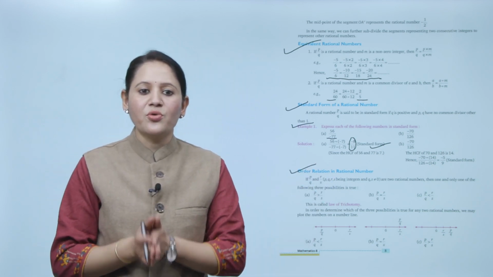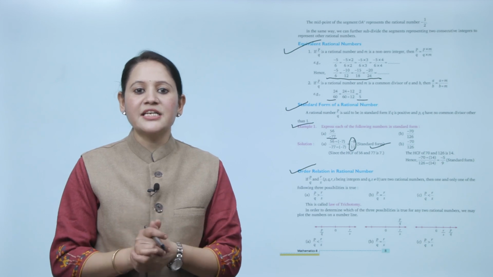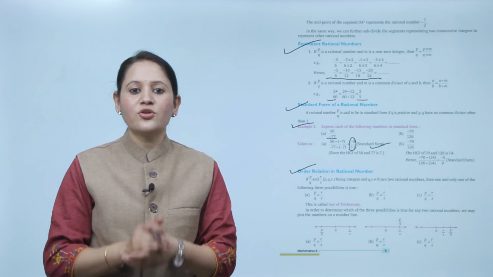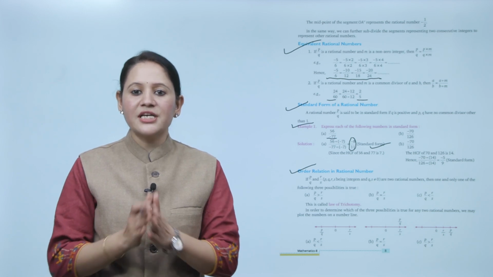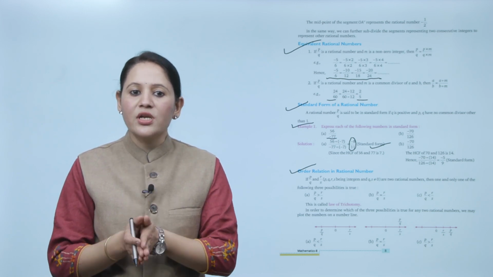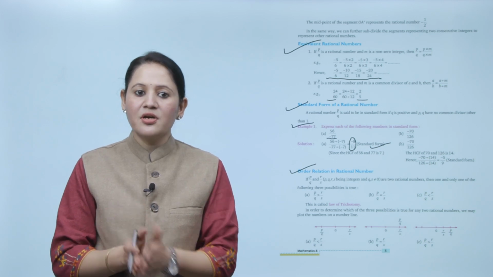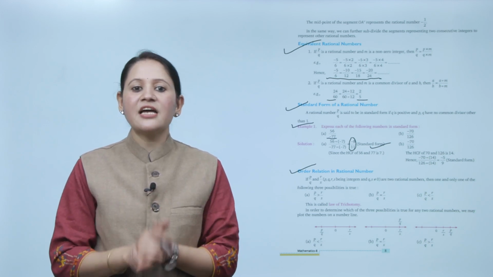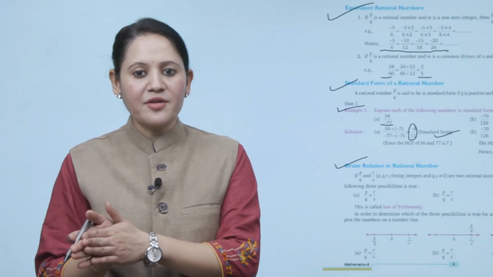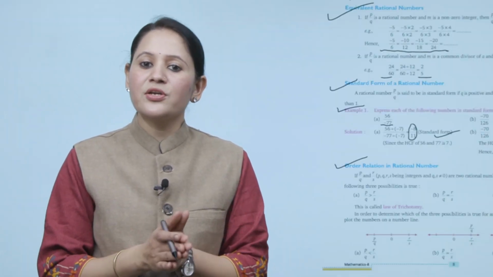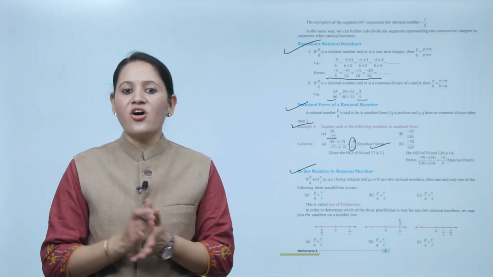If P upon Q and R upon S, P, Q, R and S being integers and Q and S not equal to 0, are two rational numbers, then one and only one of the following three possibilities is true: P upon Q is greater than R upon S, or P upon Q is equal to R upon S, or P upon Q is less than R upon S. This is called the law of trichotomy.